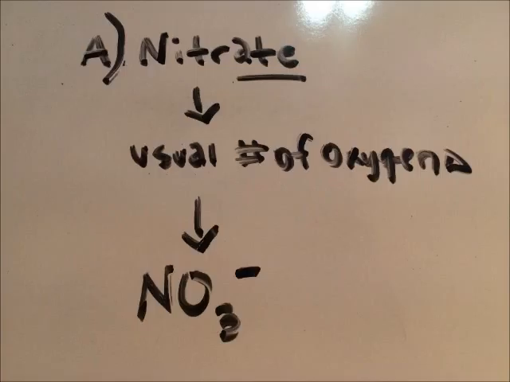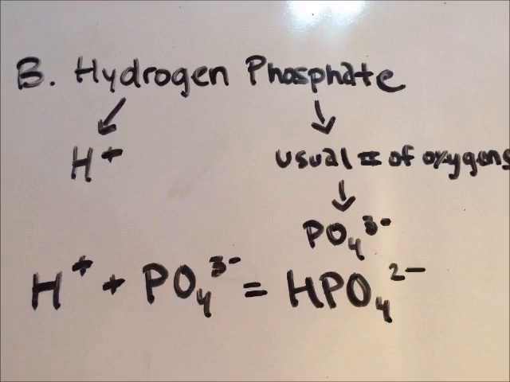After having set up this information, you can easily follow the path and solve each problem quickly. Since nitrate contains the usual number of oxygens, looking at the periodic table, it has 3 oxygens and the charge is -1, so the formula is NO3-. Phosphate has the usual number of oxygens as well, so the formula is PO4 3-.